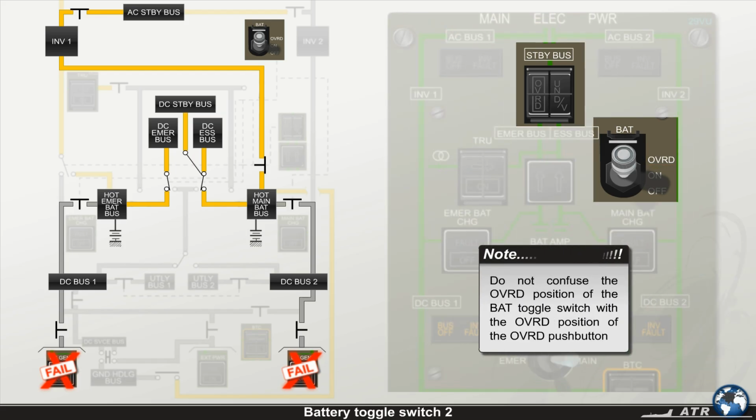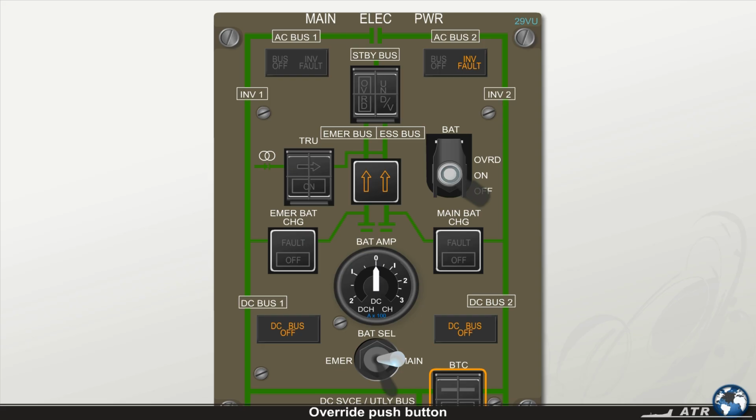Note: do not confuse the override position of the battery toggle switch with the override position of the override push button that will be explained after this lesson. In the middle left side of the main electrical power panel, you find the TRU push button.